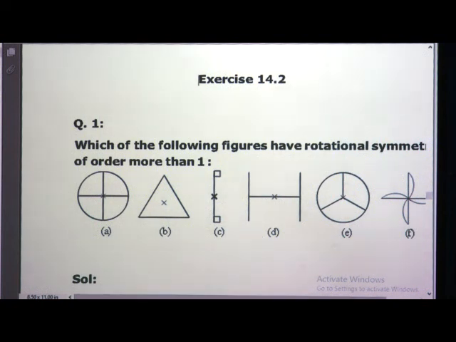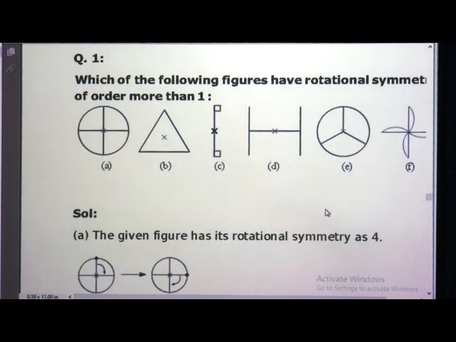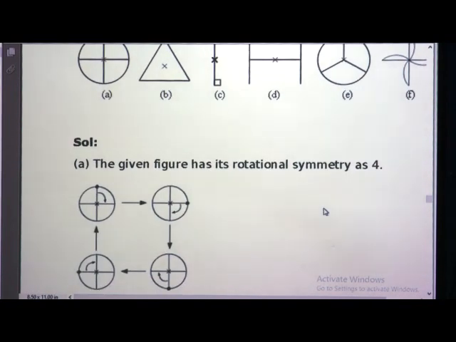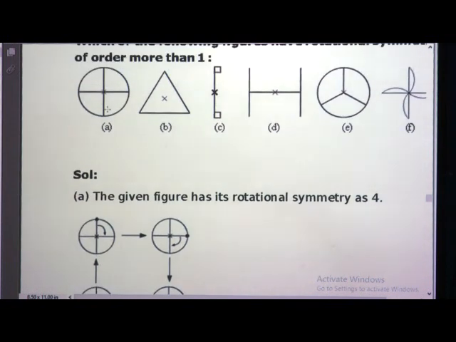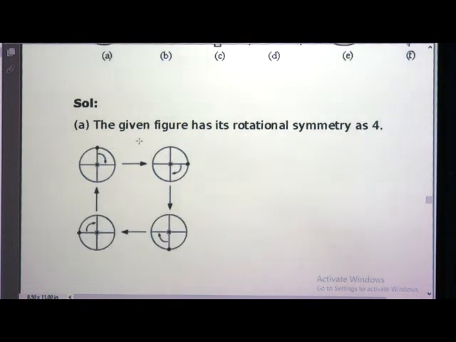So, we can find out the rotational symmetry order here. Shapes are given: a circle, a triangle, some different shapes, and we have to find out their rotation. Here we will go one by one. First we will consider the figure in a circle. You can see how many rotations and what the order is. The given figure has its rotational symmetry as 4.